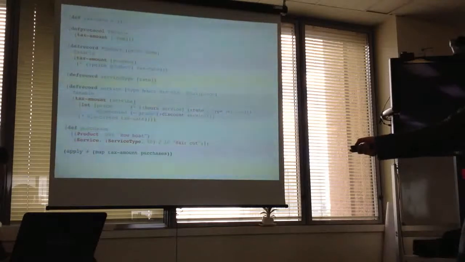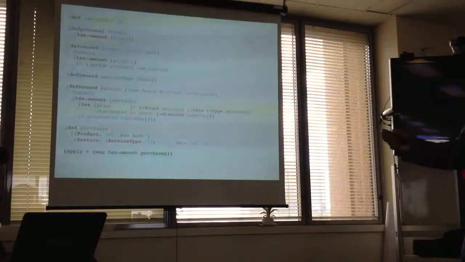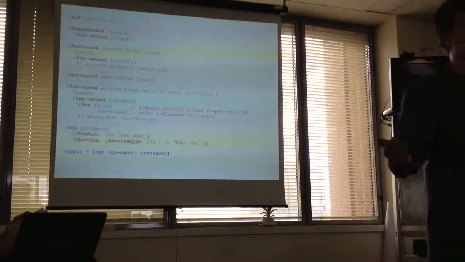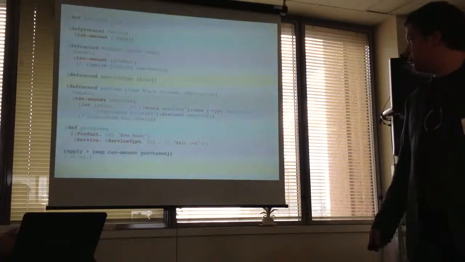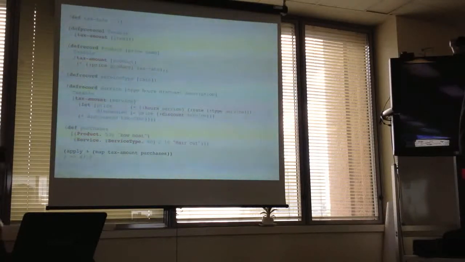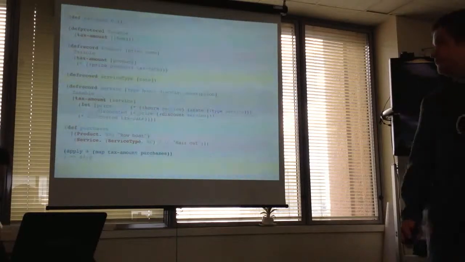Yeah. So when we map over this, we'll get back all of the tax amounts, and then applying plus to it is the same as summing. And so out of this example, we'll get $61. And we've been able to address these things without needing to care about their specific types.